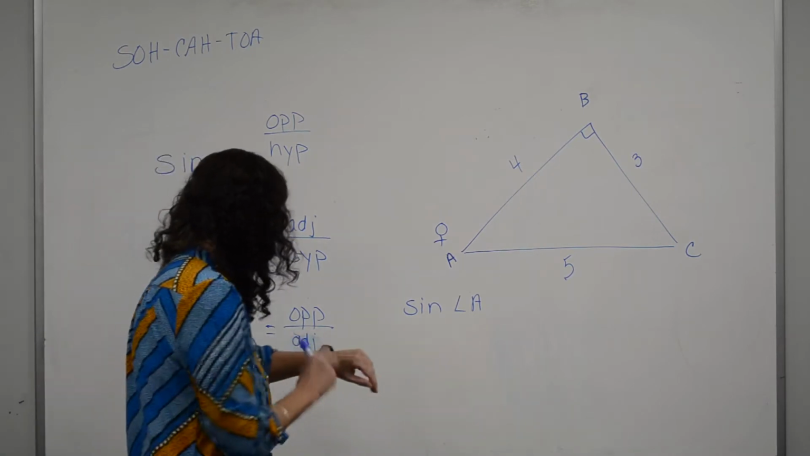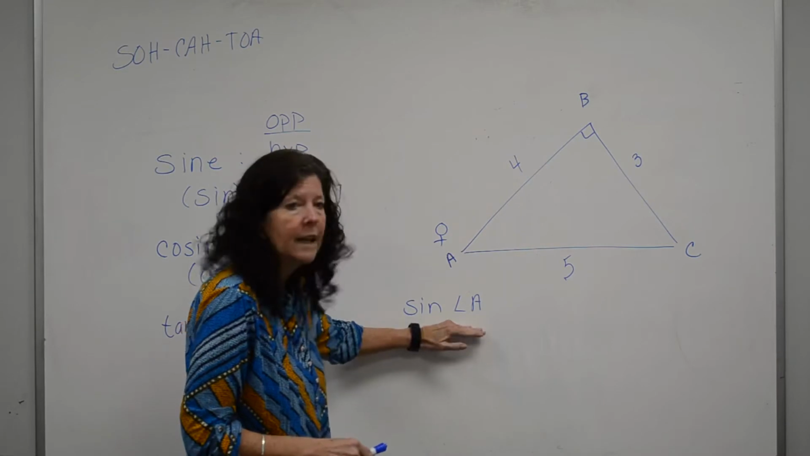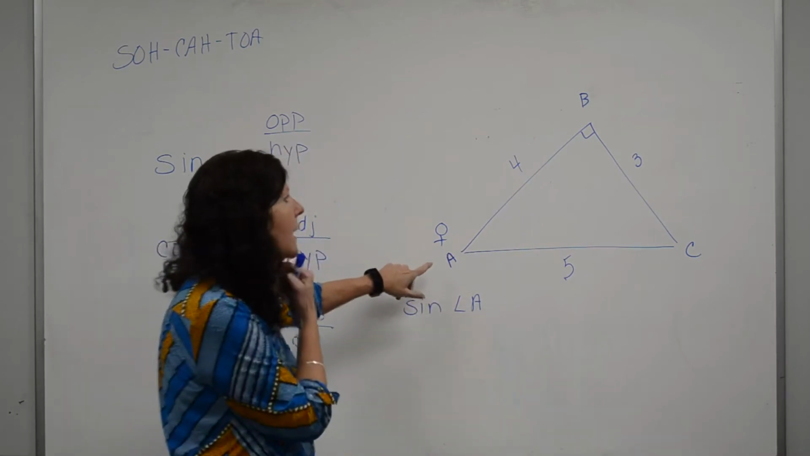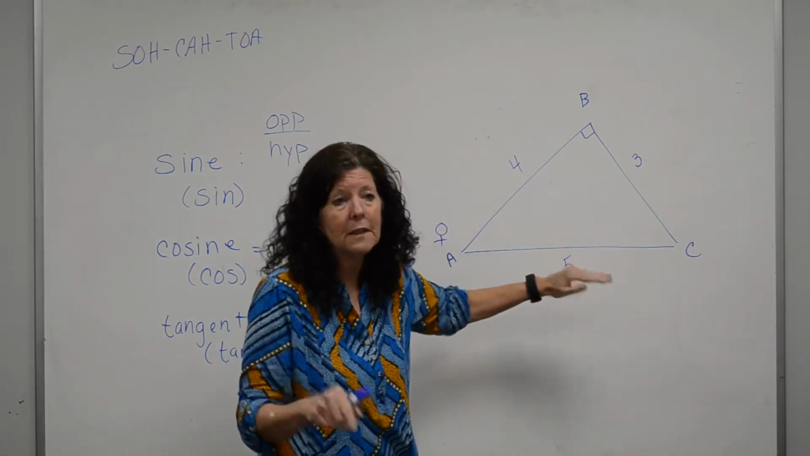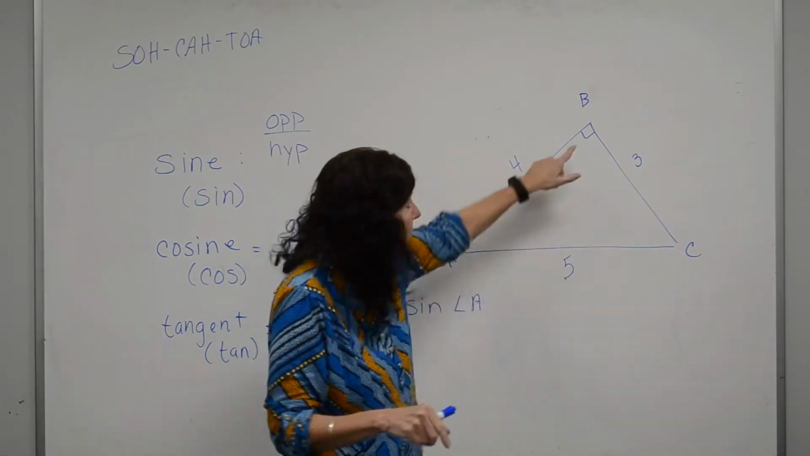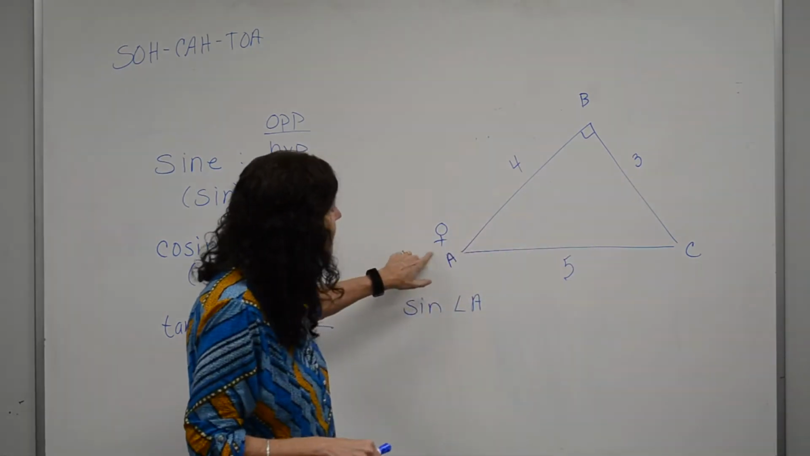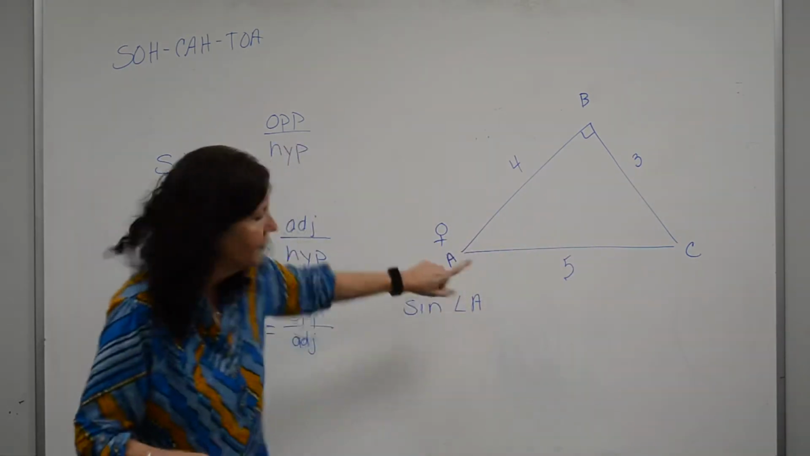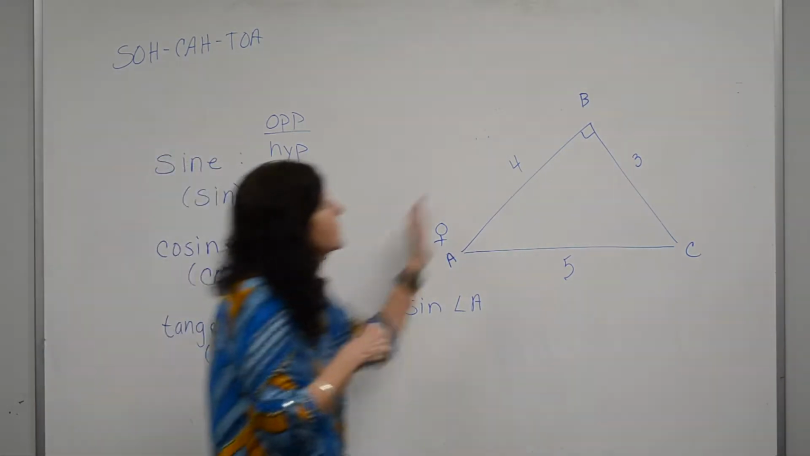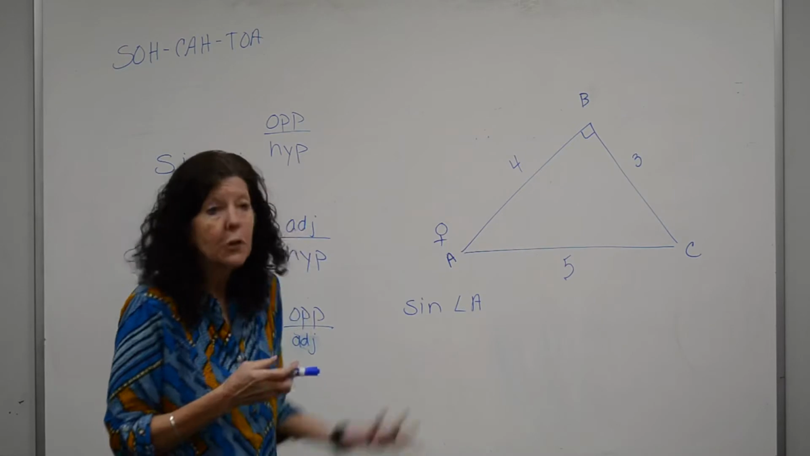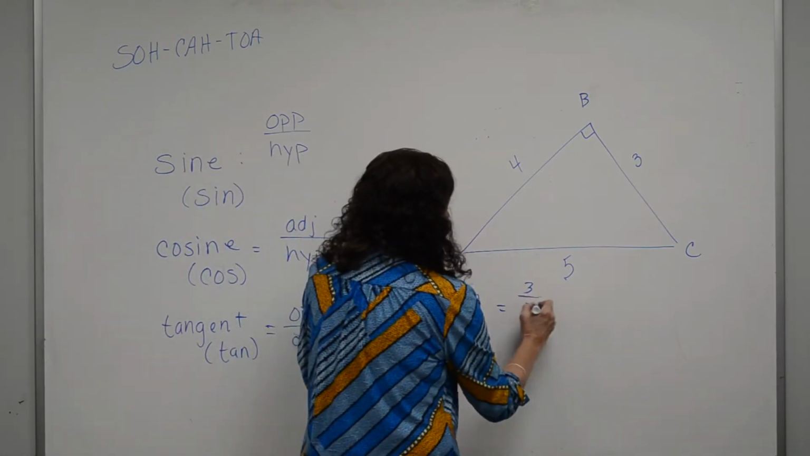So if I'm standing right here, and I want to know what the sine is, then I'm going, okay, what's the opposite? Now, the only thing that doesn't change on perspective is hypotenuse. The hypotenuse is the same no matter where you are on this triangle. So what's the measurement of the opposite side if I'm standing right here? What's the measure of the opposite side? 3. So the sine of angle A would be 3/5.